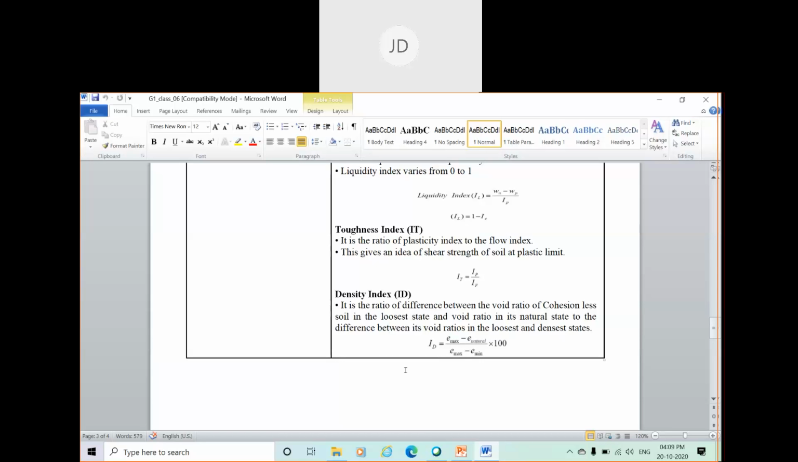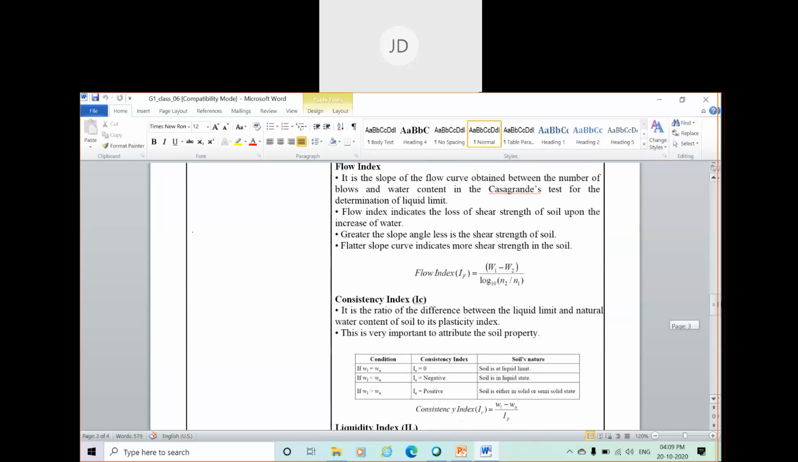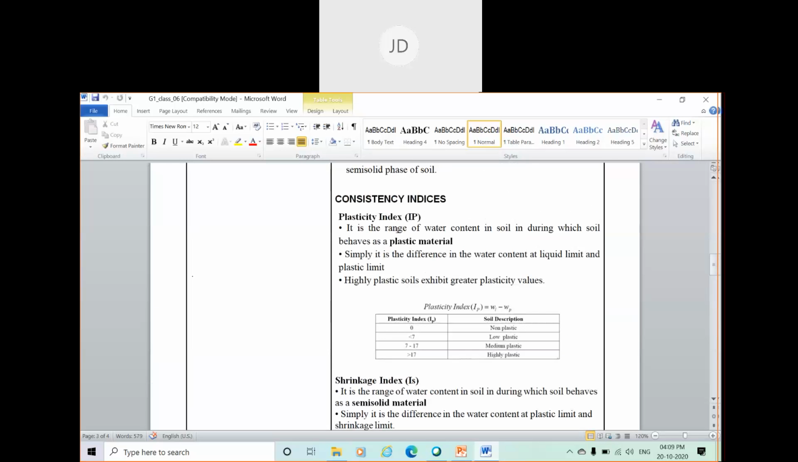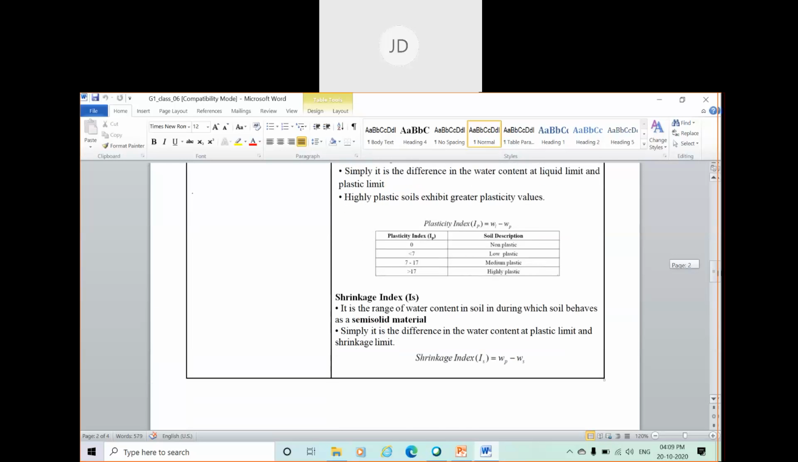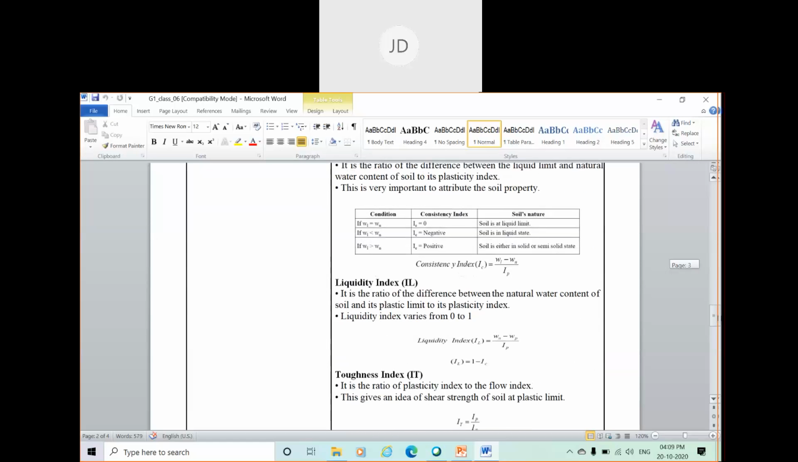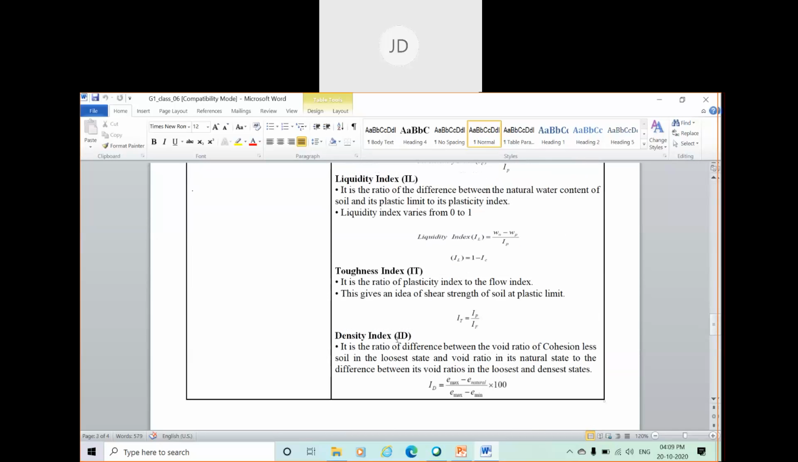So from this relation, you can find out the density index, and this is a property of coarse grain soil, or you can say cohesionless soil. Fine. This is all about the basic properties of fine grain soil related to consistency: plasticity index, shrinkage index, flow index, consistency index, liquidity index, and also toughness index. But density index is not related to consistency index. It is related only to cohesionless soil. Fine.